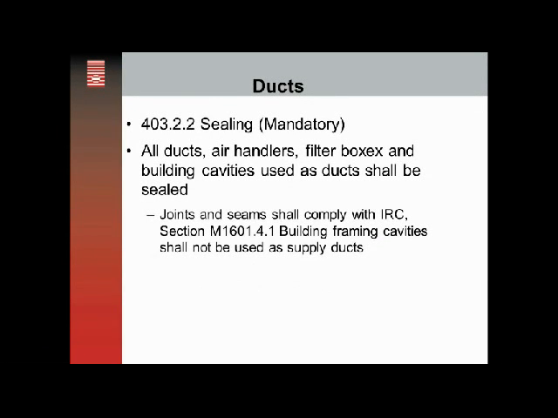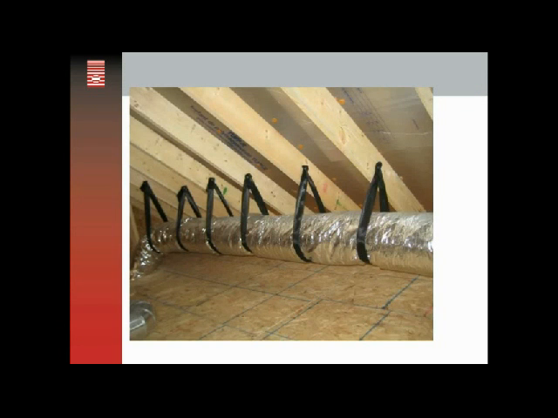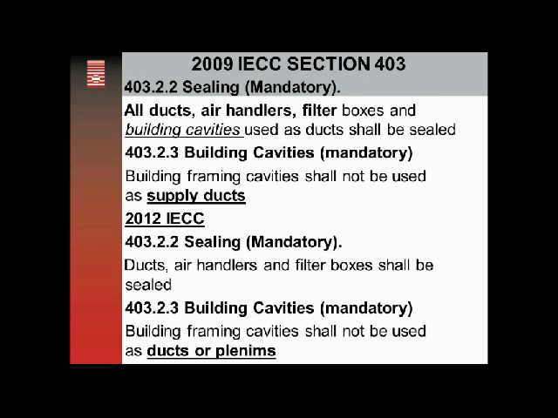The sealing requirements, mandatory sealing requirements for ductwork: all ducts, air handlers, filter boxes, and building cavities used as ducts shall be sealed. Joints and seams shall comply with the IRC section M1601.4.1. Building framing cavities shall not be used as supply ducts. And here's just a shot of some insulated ductwork running through an attic assembly.